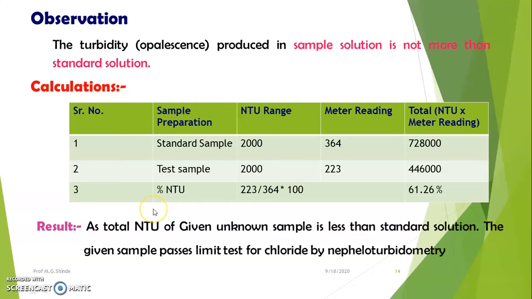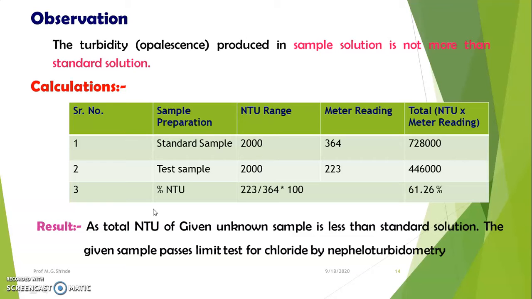Thank you. So students, after completion of the practical, we got the observation that the opalescence or turbidity produced in the sample solution is not more than that of the standard solution. Here, by using the nepheloturbidometer, we have calculated the NTU, that is nepheloturbidometer units. We got 364 NTU meter reading for the standard solution, while we got 223 for the test sample, at NTU range 2000 for both the solutions.